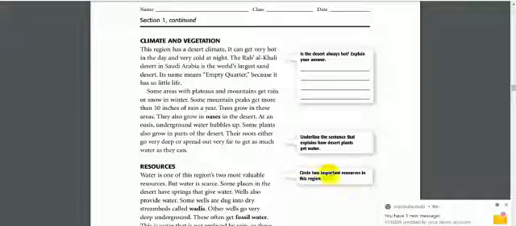The third question: circle two important resources in this region. They are, of course, the water and oil.